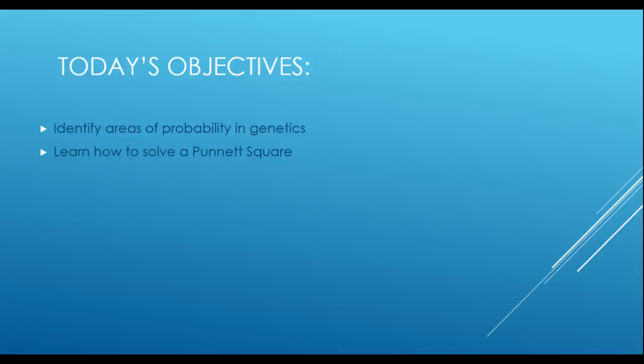Today's objectives were to identify areas of probability in genetics. We just went over a couple today, like, what's the likelihood that you will have 3 males before you have a female offspring? We'll look at other ones in the future, such as what's the likelihood of having a child with brown eyes over a child with blue eyes, or having a tall child versus a short child, and what goes into that. We also took a look at how to solve a Punnett square.